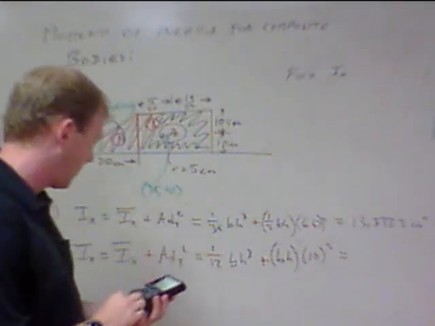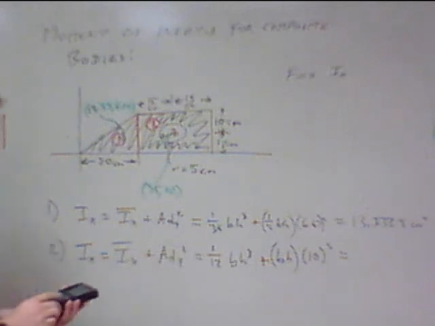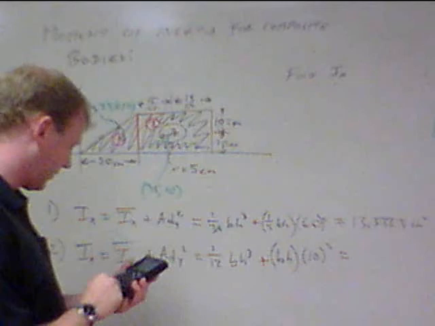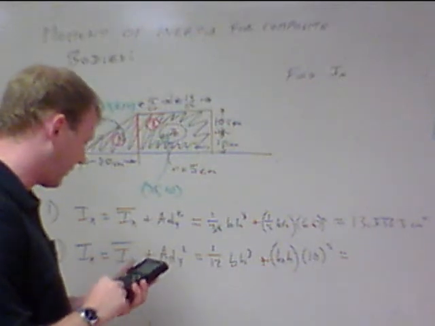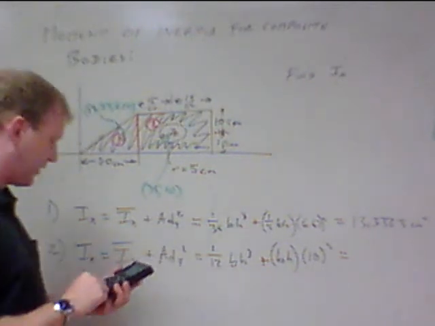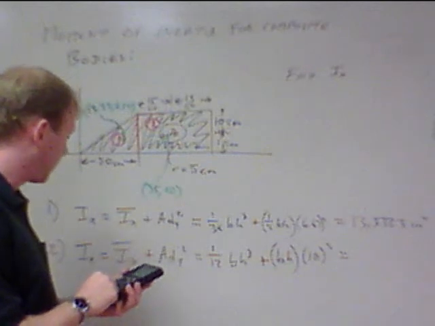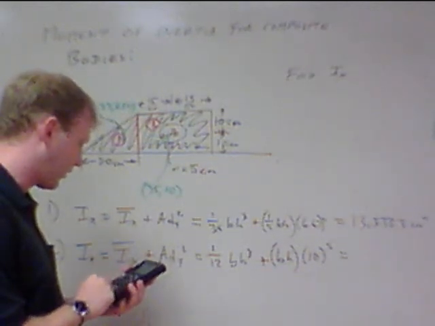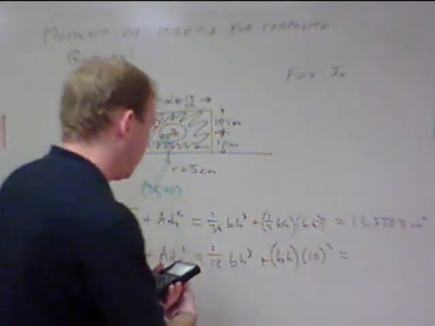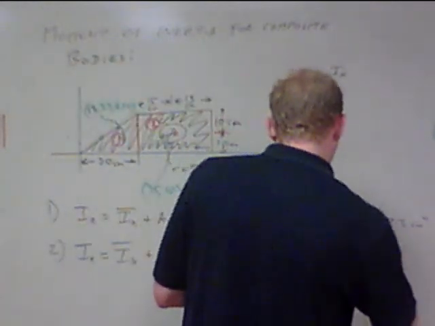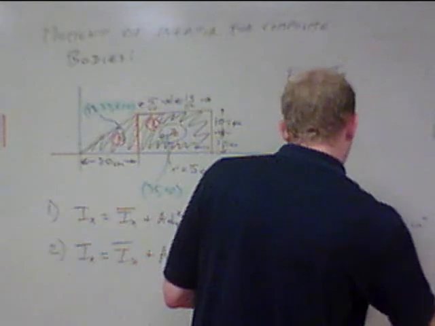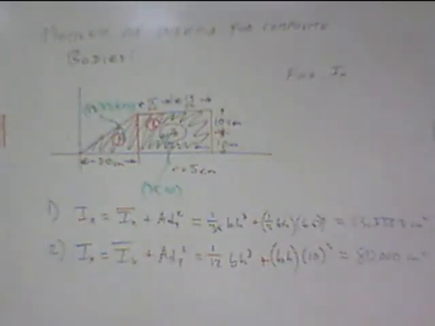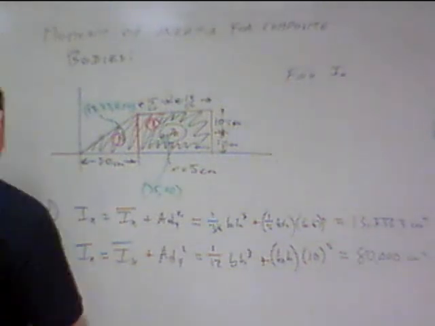So this ends up equaling 1/12 times the base 30 times the height 20, raised to the third power, plus base 30 times 20 times 10 squared. This is 80,000 centimeters to the fourth.